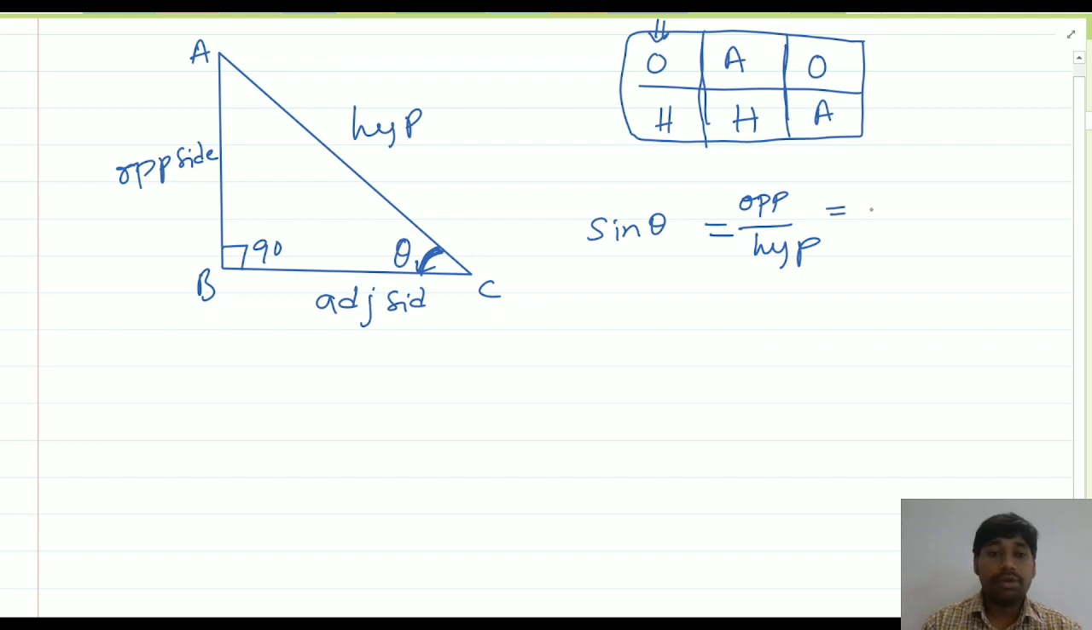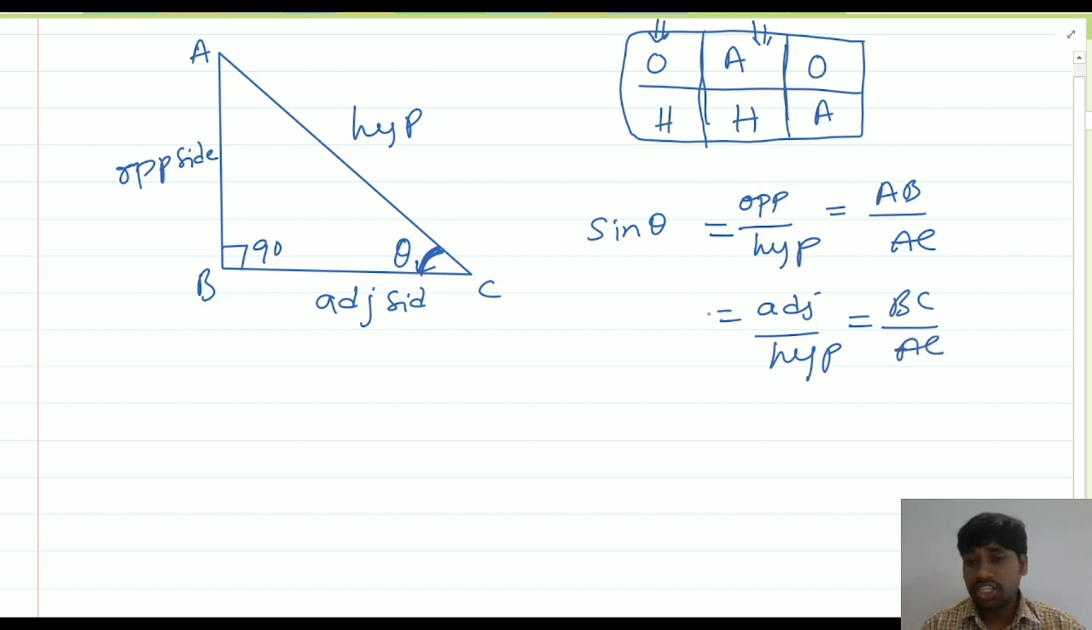What is the side opposite here? AB. Adjacent, what is that? Adjacent is BC, and hypotenuse is AC. Next, you read from the top, adjacent by hypotenuse. Adjacent here is BC, by hypotenuse AC. This ratio is named the cosine of angle theta, in short cos theta.